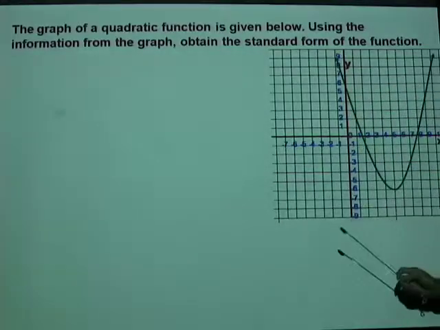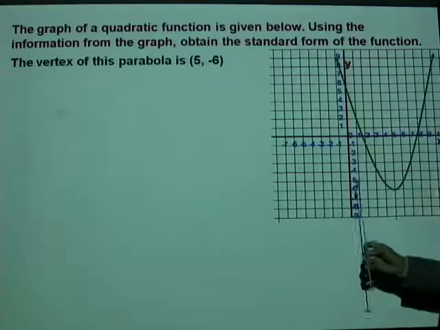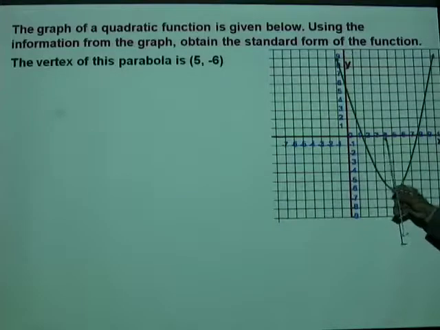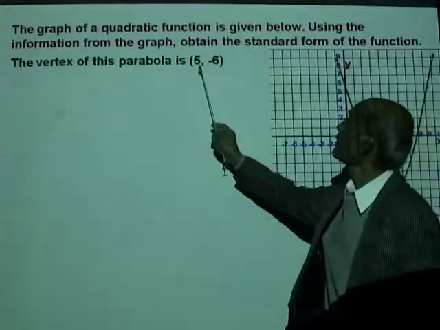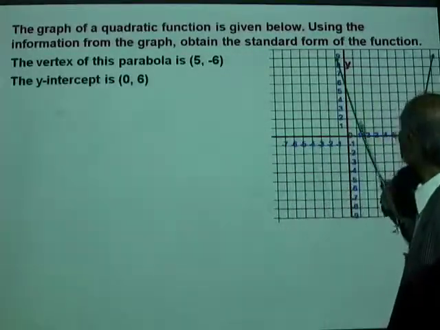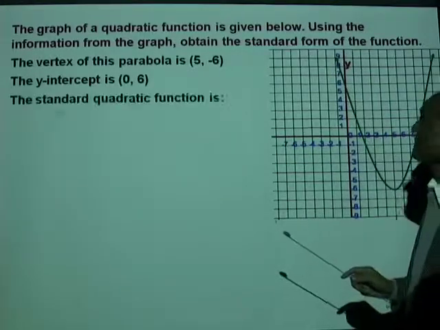Alright, here is the graph of a quadratic function. Now what information can you get? You can get the vertex. What is the vertex? h equal to 5, k equal to negative 6. So the vertex is (5, -6). The y-intercept, look at that, the y-intercept is (0, 6).